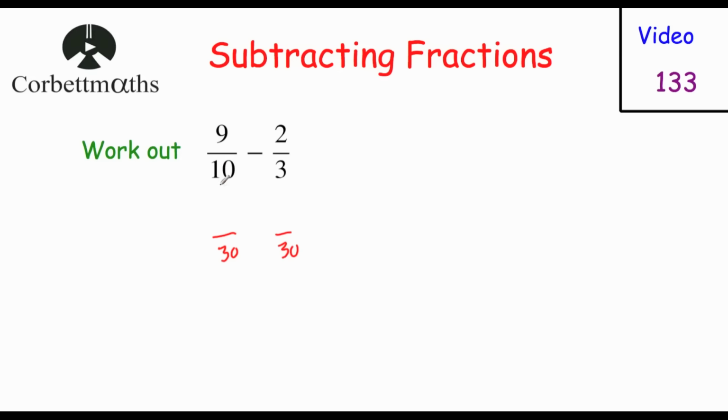So if I multiply both of the numerator and denominator of this fraction by 3, well, 10 times 3 is 30, and 9 times 3 is 27. And with this fraction, we had 2/3. If we multiply the 3 by 10, we get 30. And if we multiply the 2 by 10, we get 20. So we've got 27/30, take away 20/30. Well, if you had 27/30 and you took away 20/30, you're left with 7/30, just taking away the numerators. And that's it.